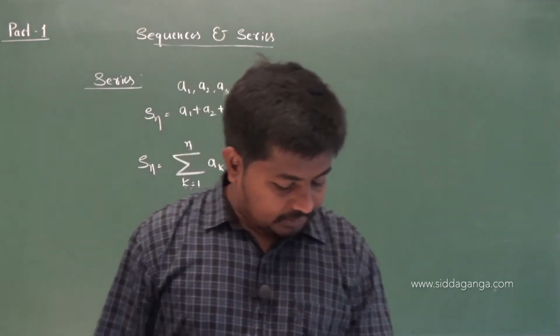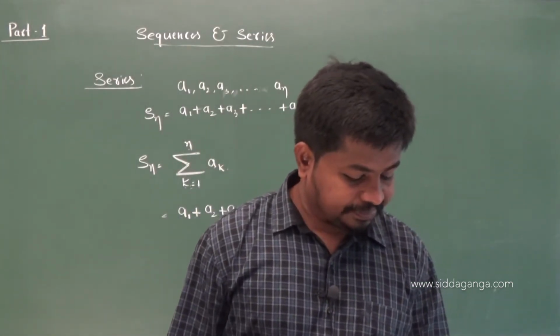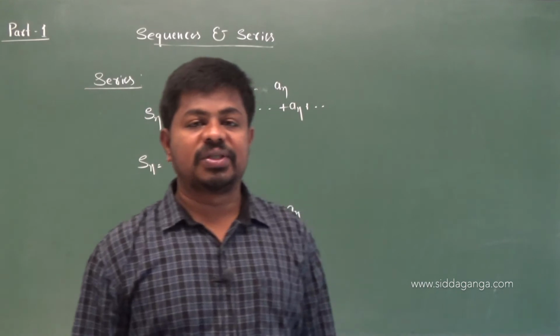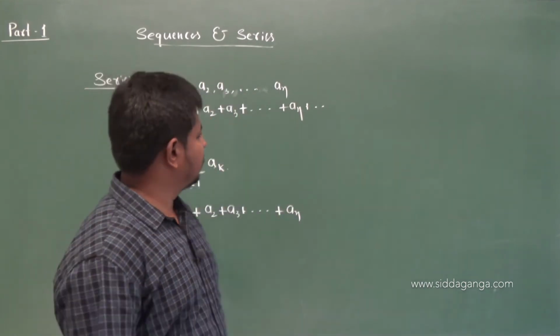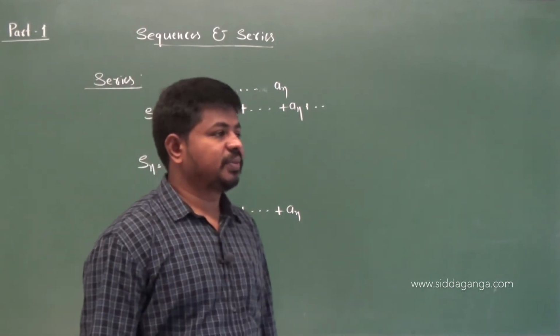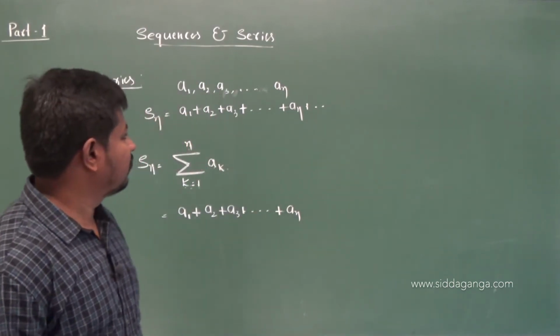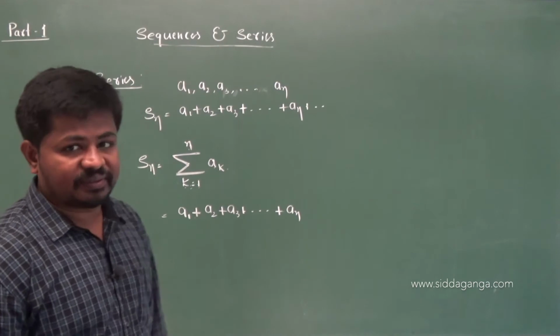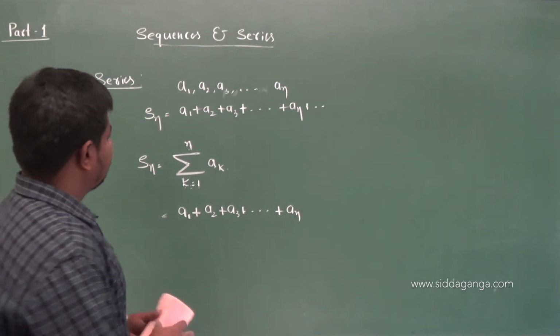So, this is about sequence and series. A sequence is an ordered arrangement of numbers, and a series is the sum of all the terms of the given sequence. Okay. Now, let me move on.